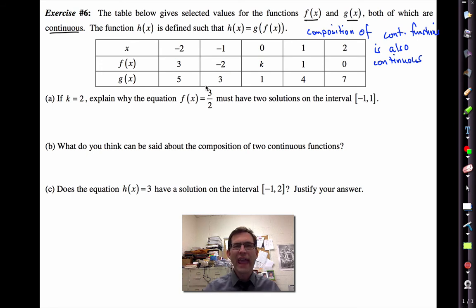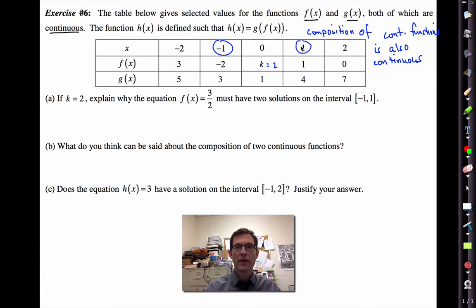Then we have this weird k value just chucked in here. Whoa, what is that k doing there? All right, anyway, you saw it. I'm going to erase it. It says, if k is equal to 2, explain why the equation f of x equals 3/2 must have two solutions on the interval negative 1 to 1.